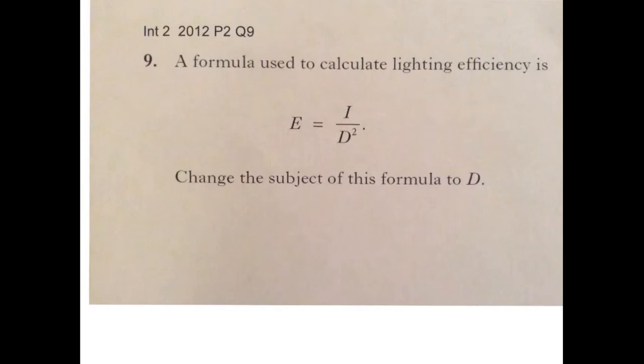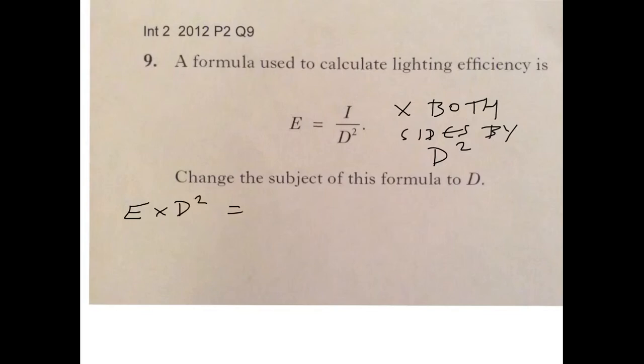Okay, the main problem with this is that we have D squared on the bottom, on the denominator. How can we deal with that? Well, one thing we could do is times both sides by D squared. So we have E times D squared equals I over D squared times D squared. If we look at the right hand side of the equation, we have D squared on the top and D squared on the bottom, so they'll cancel out nicely.